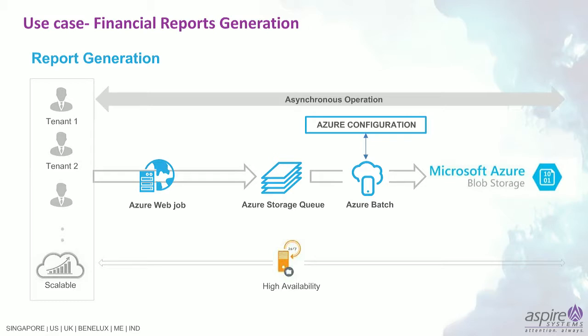Once the Azure Batch processes the report, it is finally zipped and stored in Azure Blob Storage. Users can then download the zipped reports from Azure Blob via a URL, and they could also share it using a SAS token, or a shared access token. With this architecture, we are able to scale out and achieve an economy at a very reasonable price.